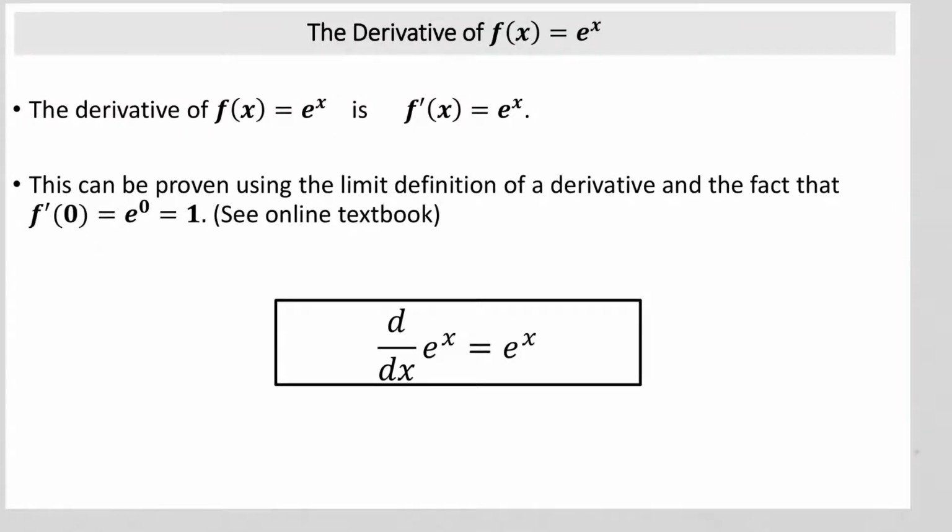So the function e to the x has a very well-behaved derivative. The derivative of e to the x is also e to the x. f of x equals e to the x, f prime of x equals e to the x. As I mentioned in the last slide, this can be proven by using the limit definition of the derivative and this fact that the slope of the tangent line at x equals 0 is 1. This proof is included in our online textbook. So in the text box here, the derivative of e to the x is e to the x.